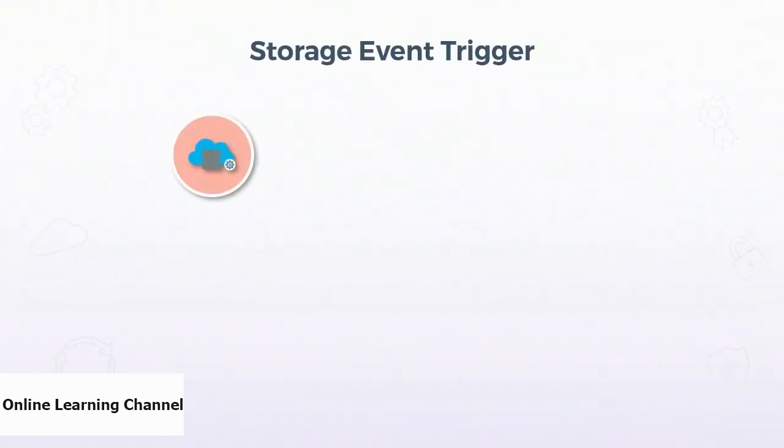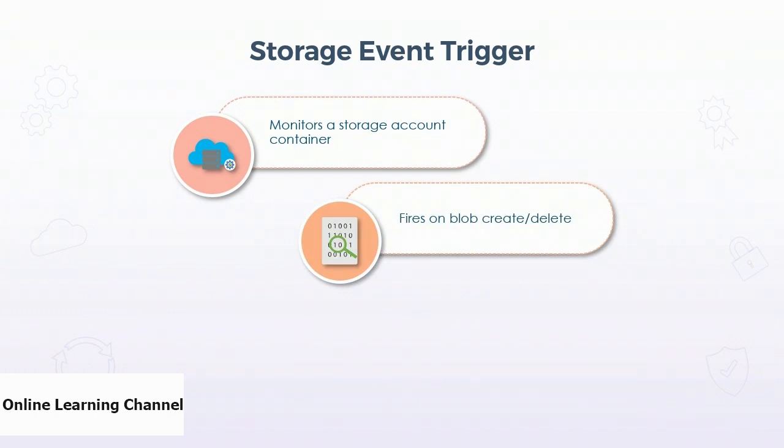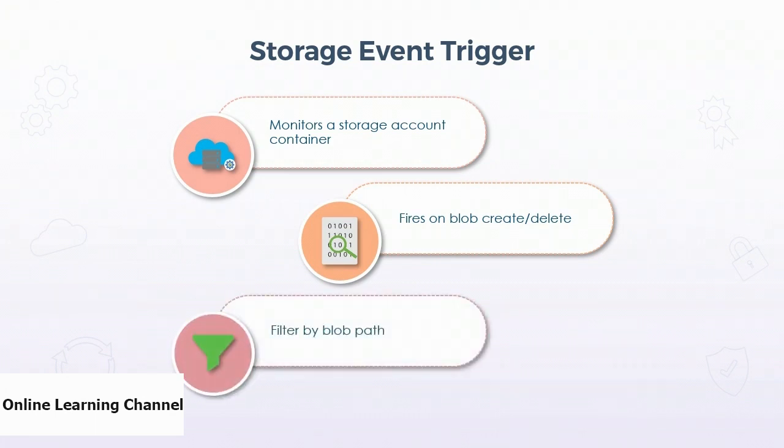Next is a storage event trigger. Instead of running on a recurring schedule, the storage event trigger monitors a storage account container, the idea being that pipeline runs will be triggered based on changes in the container data. The storage event trigger can be configured to fire whenever a blob is created in the container, and also whenever a blob is deleted. This trigger can filter by blob path, so instead of watching all blobs in the storage container, it can watch only a subset in a given path.